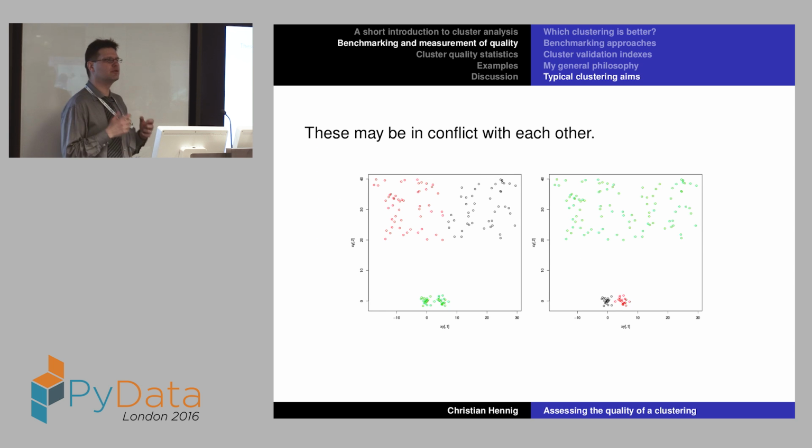Now, actually, one thing to realize is that these aims may be in conflict with each other, for which reason I created this data set, right? So if you want to have small within cluster distances, this gives you something different from having homogeneous distributional shapes within clusters, in which case you don't want to have the first one, but the second. So in a given application, you got to decide what you want.